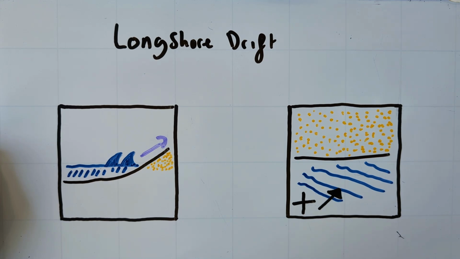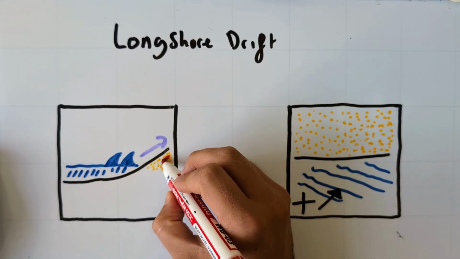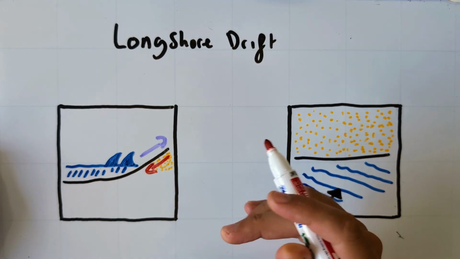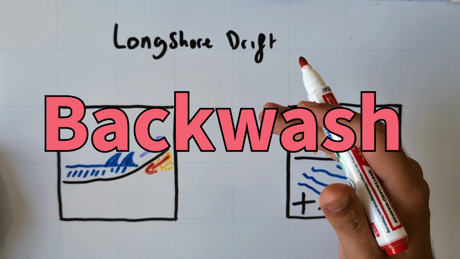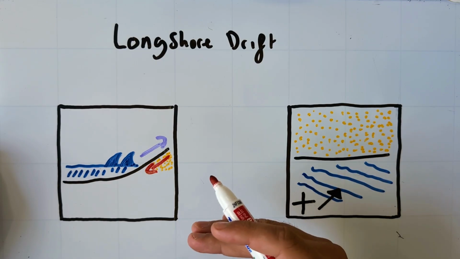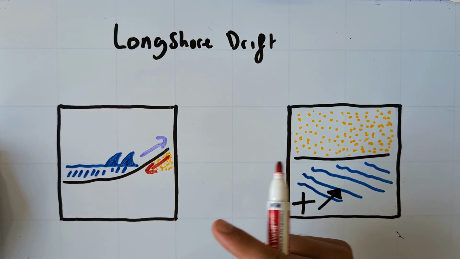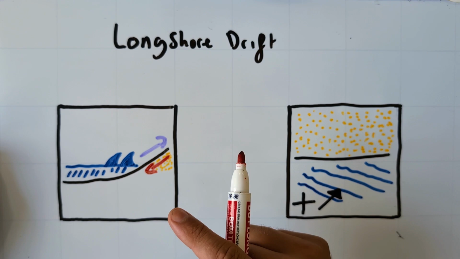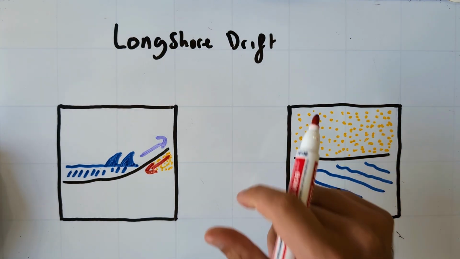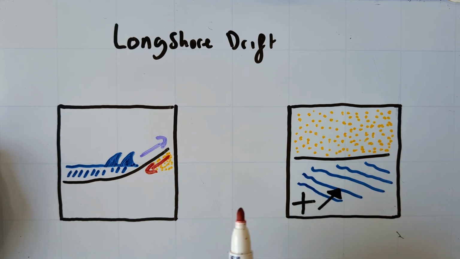But then again, what goes up must come down. They go rushing up the beach, they lose their energy, and then they are pulled back down, and we call this backwash. So swash up the beach and backwash down the beach. That is really important to this process, and we'll return to why that is. So please know backwash and please know swash and what they are.